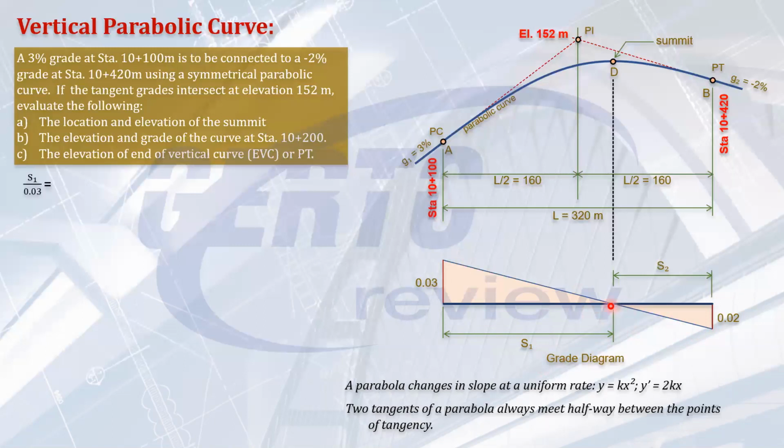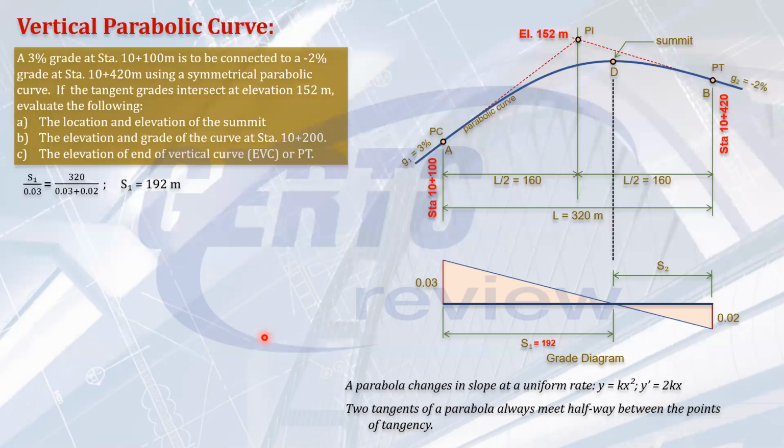S1 is to 0.03 as 320 is to 0.05. Did you get this? S1 is to 0.03 as the whole triangle, drawn from here, the whole width here, 320, is to 0.05. That's much easier than using this small triangle. So you can solve S1 as 192 meters.